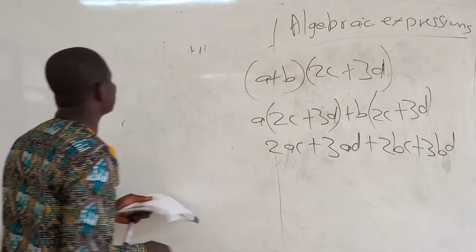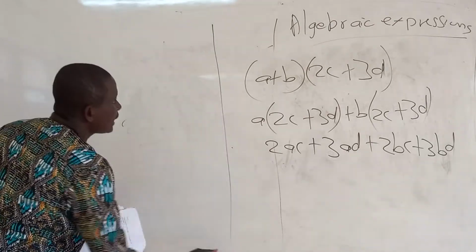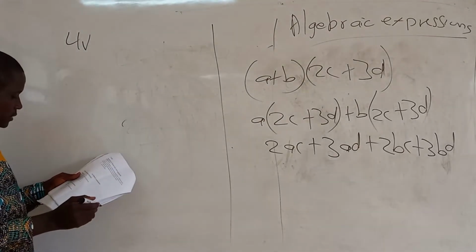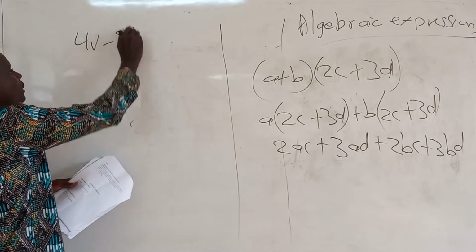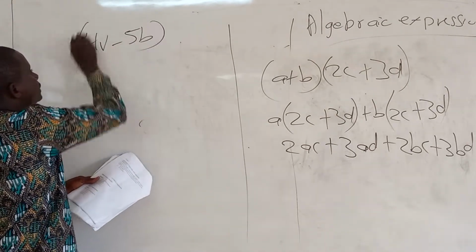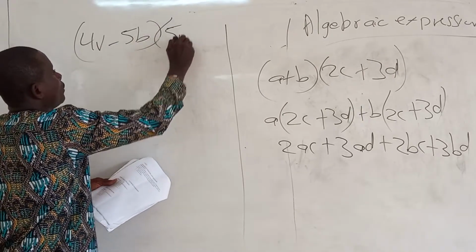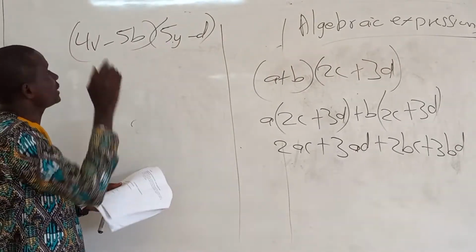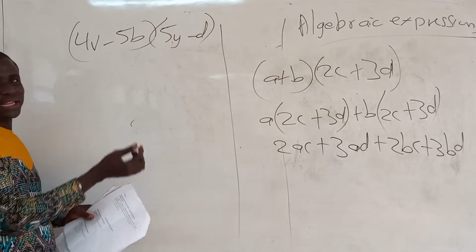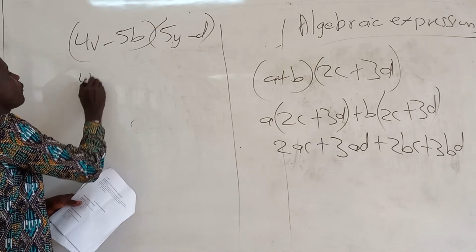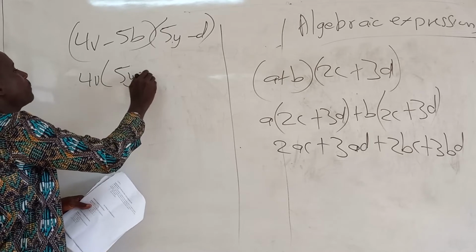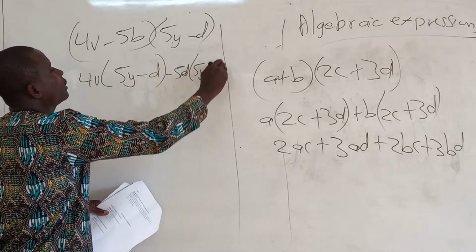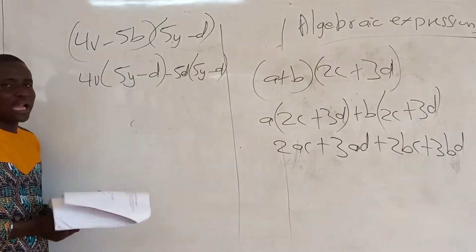Let's look at another typical example under the expansion of algebraic expressions. If I have, let's say, 4b minus 5d in brackets, then 5y minus d. I want to expand this. How do I expand? Just as I did in the previous example, I will have 4b into bracket 5y minus d, then minus 5d into bracket 5y minus d. How do you expand it?